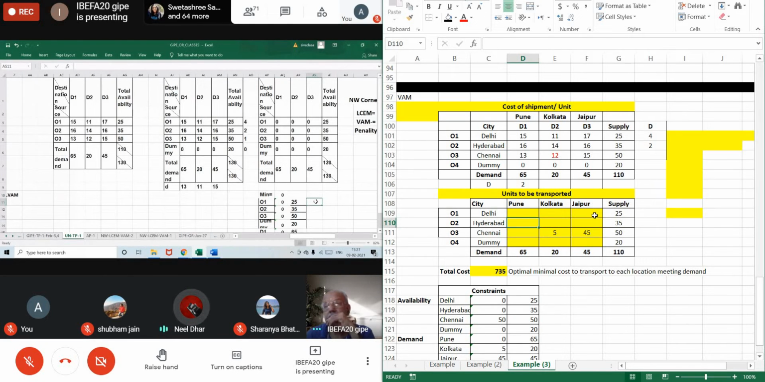Sir, I'm getting a higher value than them. I'm getting 1955. Wrong. Sir, they mentioned that there's a penalty cost on the dummy, so I've included that, of 15, 13, and 12. Where have you used it? In the dummy cost, sir. Because in the question it is written, if not satisfied, penalty cost for unsatisfied demand is 15, 13, and 12 per unit.